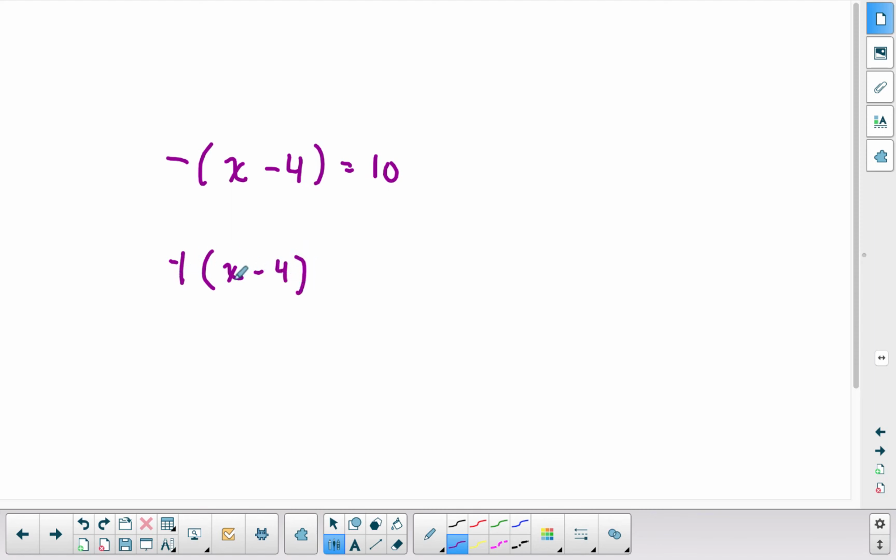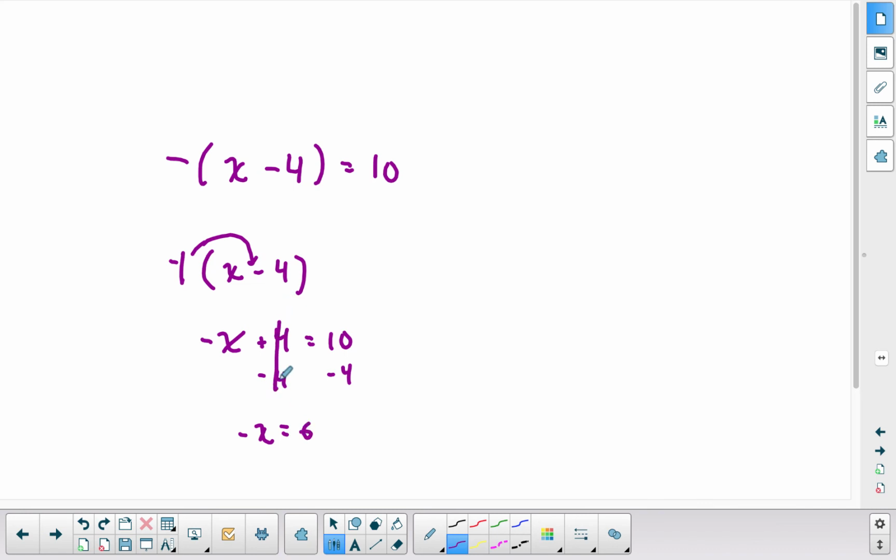So -1 times x is -1x. And then -1, and you're still multiplying this not just by 4, but by -4. So -1 times -4 is going to create a plus 4, and that equals 10. From there, you would just solve for x. I'm going to take away 4. So we're left with -x equals 6, right?